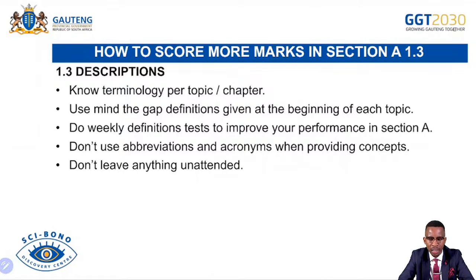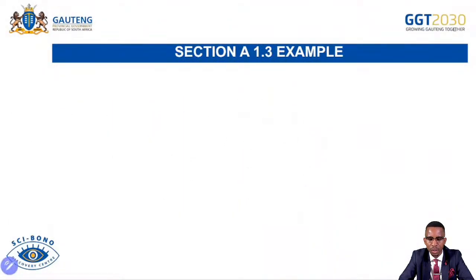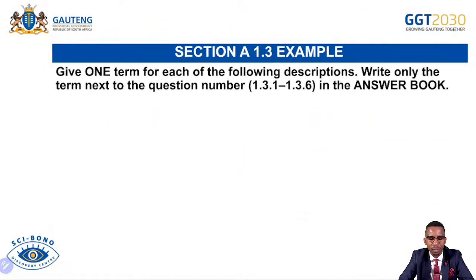Do not leave anything unattended. In this section, that's why we get the most blanks, because candidates are used to leaving spaces unattended in this section because they believe it is difficult, but this is relatively easy. You just have to know your content because it simply tests content knowledge. It is worth 6 marks. So, some examples: you give one term for each of the following descriptions, right? Only a term next to the question number.